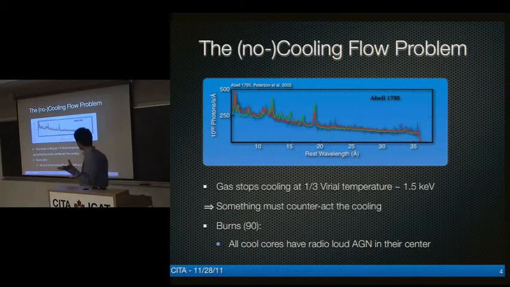As early as 1990, it was realized that a potential source of heat for galaxy clusters is active galactic nuclei, in particular jets from radio-loud AGN at the centers of clusters.